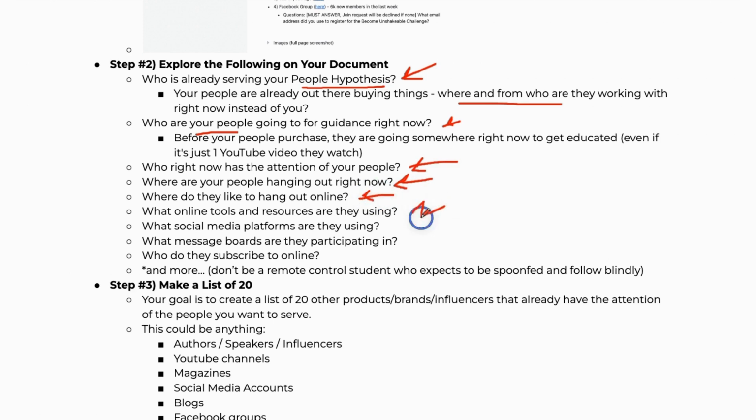What are some of the online tools and resources they use? What are the social media platforms? What messaging boards are they on? What Reddit groups? What Facebook groups? All that kind of stuff. Who are they subscribed to online? You want to make a list of all of those.